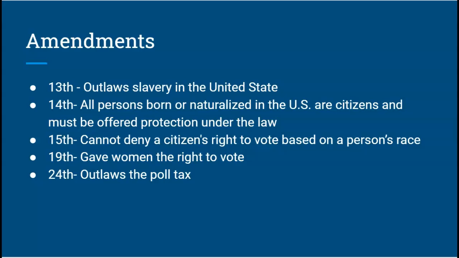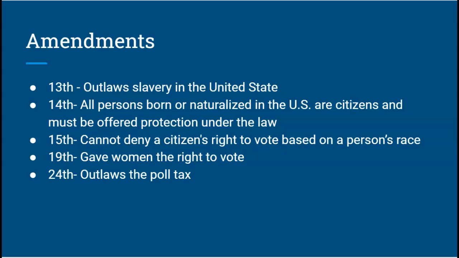And then the 15th Amendment was making sure that all freed slaves got the right to vote. It stated that you cannot deny a citizen's right to vote based on a person's race. Then the 19th Amendment, while it is stated to give women the right to vote, it is important to remember that there are many women of color who did not receive the right to vote in the 15th Amendment. Any woman of color would not have received that. So it was not until the 19th Amendment that those women would have gained the right to vote as well.